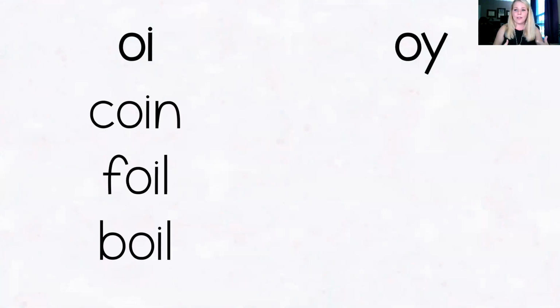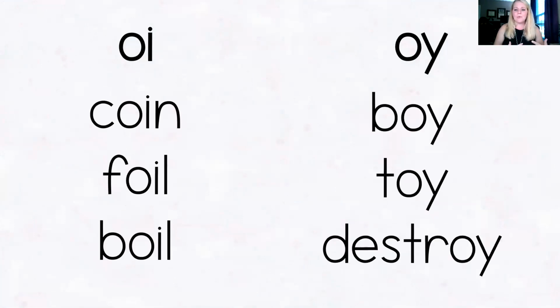Okay, so then we have these two graphemes, OI and OY, that both represent the diphthong OI. So when do we use which? There's a rule, and you guessed it, we use OI to represent OI in the middle, and we use OY to represent OI at the end of a word or a syllable. So that means we would have words like coin, foil, boil, and words like boy, toy, destroy. Now, why can't we use OI at the end? Once again, because words in English do not end in the letter I.